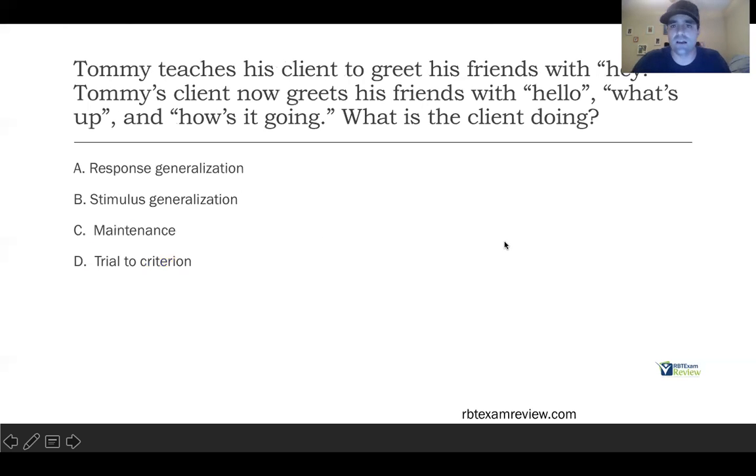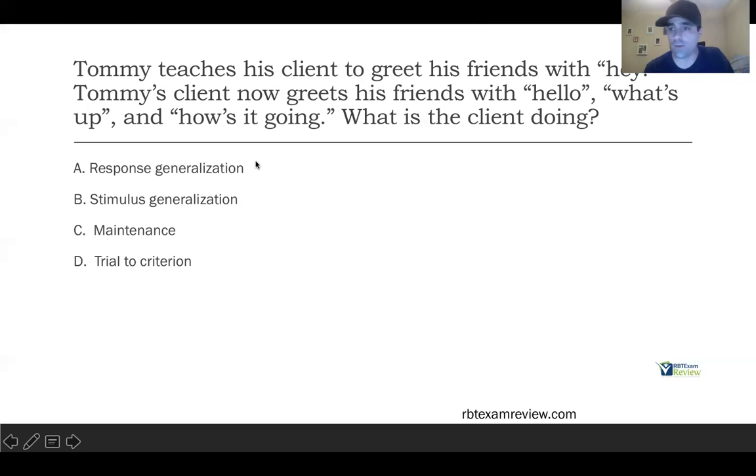Tommy teaches his client to greet his friends with "Hey." Tommy's client now greets his friends with "Hello, what's up, and how's it going?" What is this client doing? You taught them "Hey," and they say "Hey" to their friend, and now the client says "Hello, what's up, how's it going?" What are they doing? Well, we know they're generalizing, but what kind of generalization?